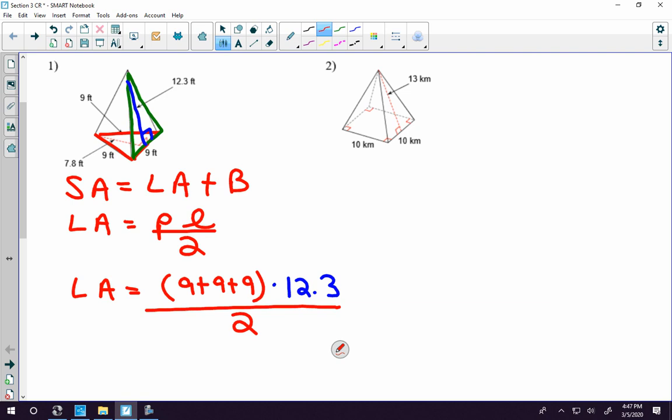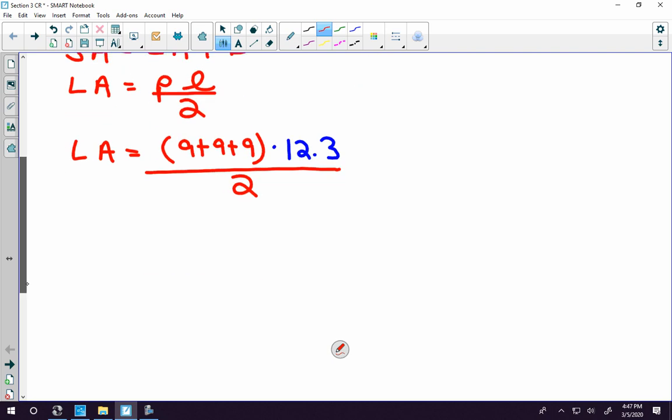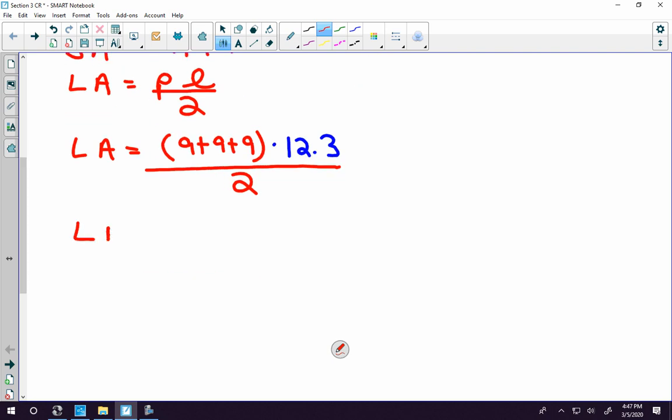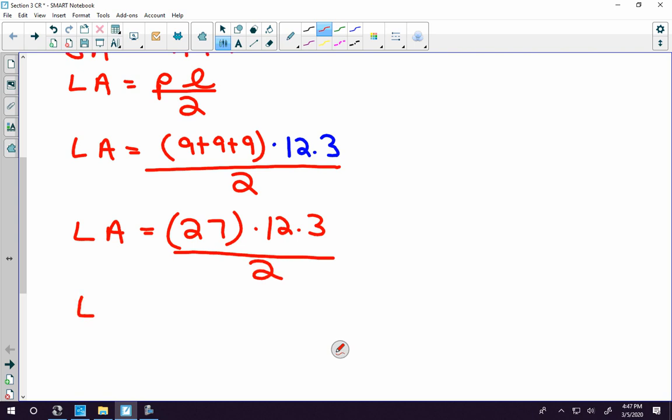So 9 plus 9 plus 9 is 27. We need to scroll down here for a second. So our lateral area is going to be 27 times 12.3, which is the slant height, divided by 2. So the lateral area now is going to be 27 times 12.3.